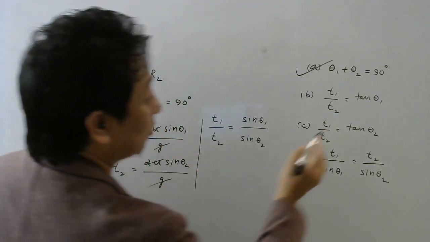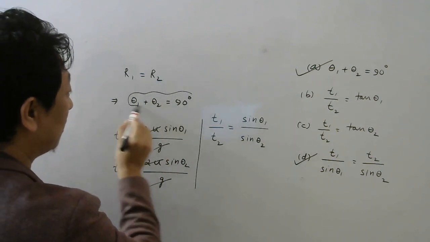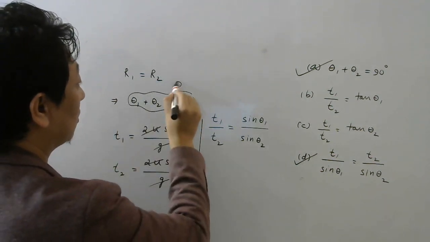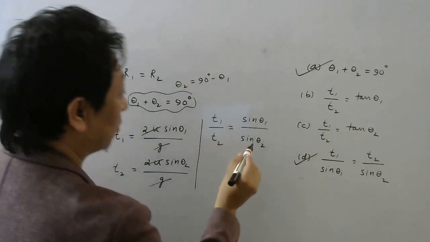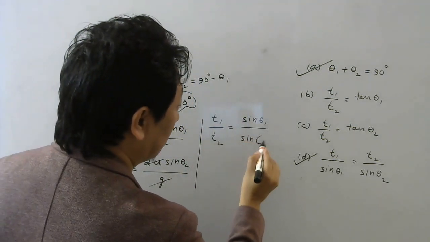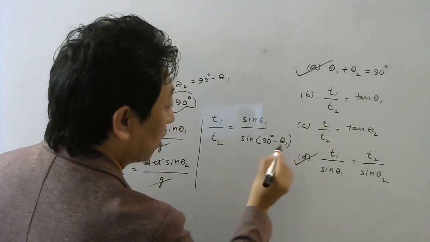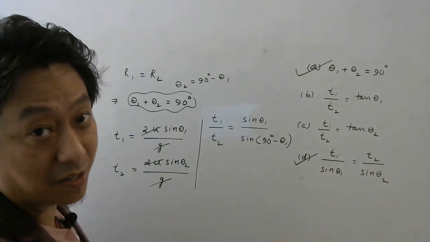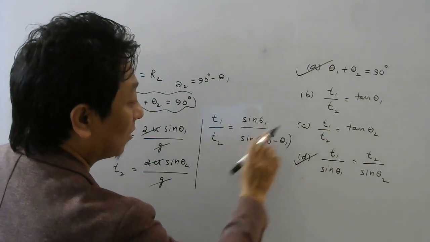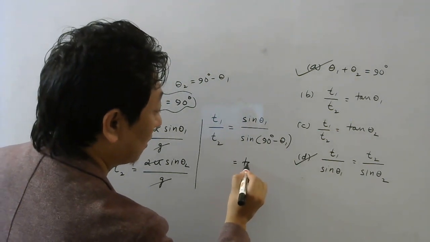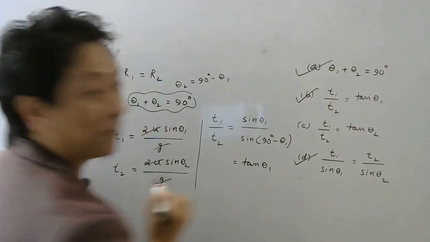What about if I want to write only in terms of theta 1? Then from here you can see what is theta 2? 90 degree minus theta 1. So let us substitute for theta 2. 90 degree minus theta 1. This will be cos theta 1, right? Sin 90 minus theta is cos theta. So this is cos theta 1. Sin theta 1 divided by cos theta 1 will be tan theta 1. That means this is also correct.